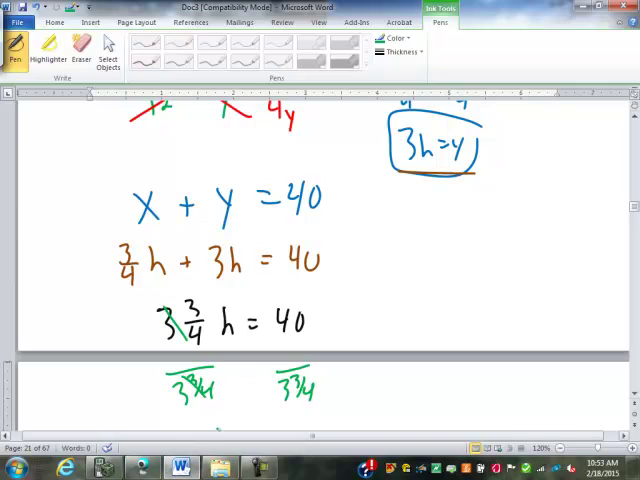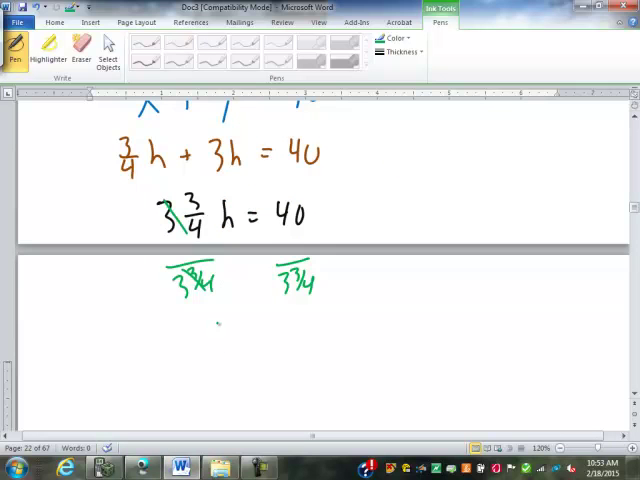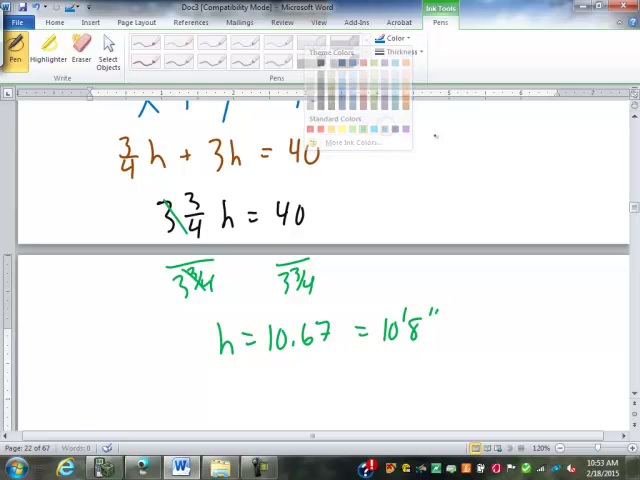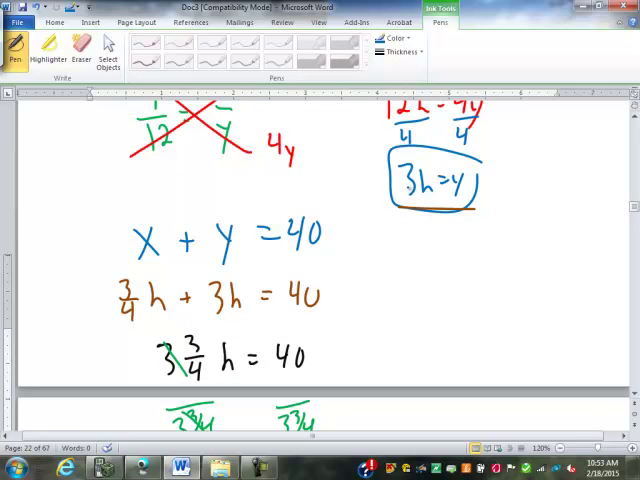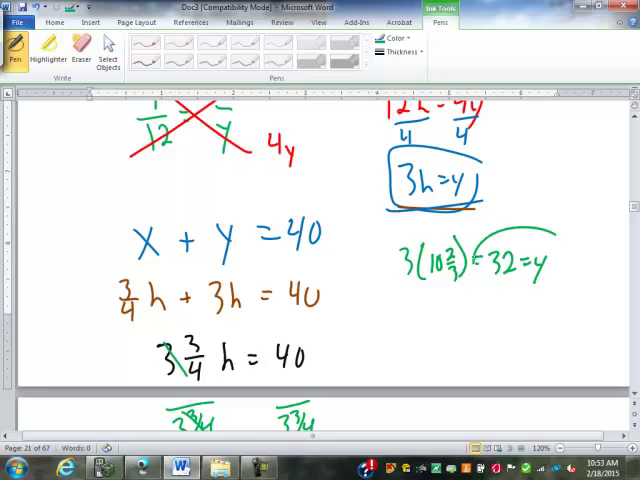What do you get? 10 foot 8 inches. Good. 10 2/3. So then, h is 3 times that, or y, sorry, is 3 times that. So 3 times 10 2/3 is going to be 32 equals y, which means x equals 8.